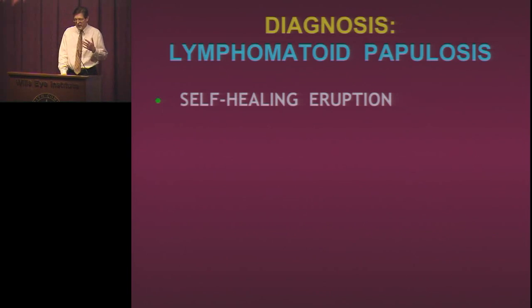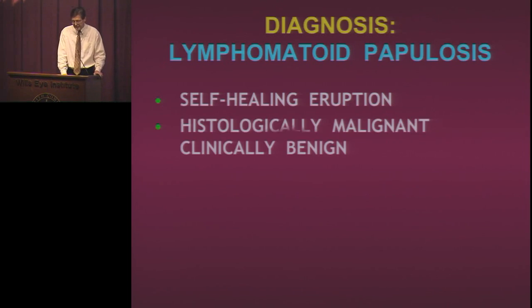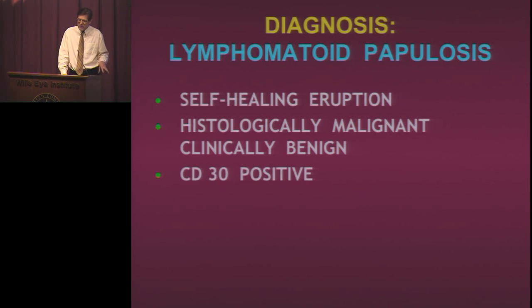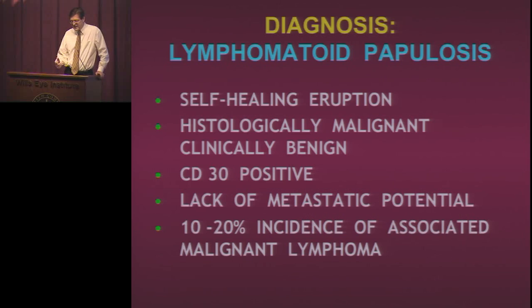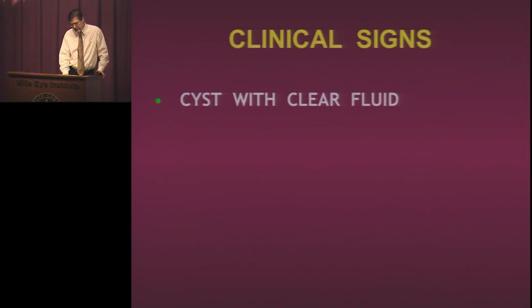And what the final pathology, and some of you may have heard this, some of the visiting professors have shown cases of this over the last 3 years. It was lymphomatoid papulosis, which is a self-healing eruption. And it probably is in the continuum of cutaneous T-cell lymphomas, but it's not considered a malignant form. It's at the more benign end of it. It's CD30 positive. It does not have metastatic potential, but 10 or 20% of these people have lymphomas elsewhere that need to be worked up. So it's an interesting thing.